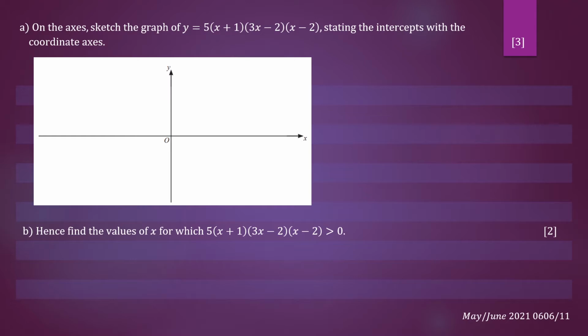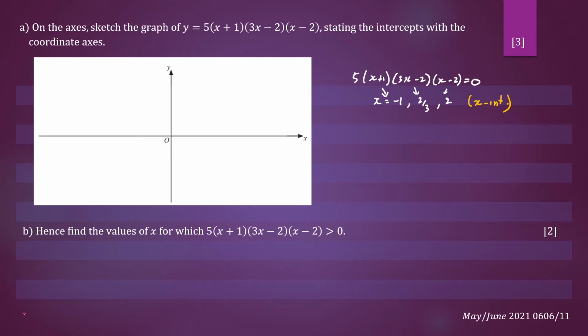To find our x-intercepts, let's write down our equation equal to 0. So that would be 5(x + 1)(3x - 2)(x - 2) equals 0. So when we solve this equation, x will be equal to -1 from this factor, 2/3 from this factor, and 2 from this factor. These will be the x-intercepts on the graph.